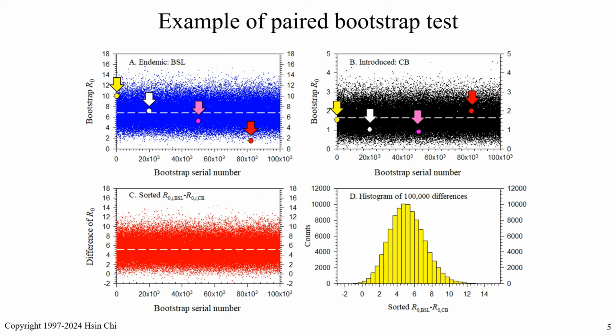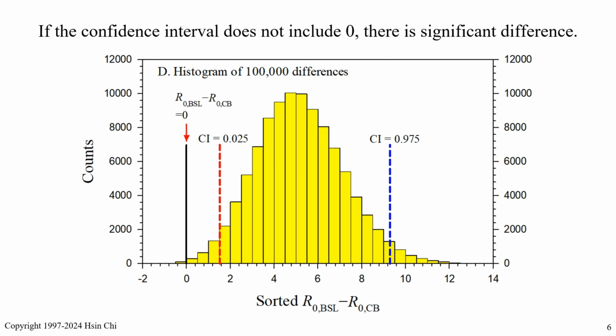The 100,000 differences of plots A and B are shown in plot C. In this slide, you can see the distribution of sorted differences of these two treatments. The black line is the zero difference. The red line is the lower confidence interval limit, that is the 0.025 percentile. And the blue dashed line is the upper confidence interval limit, that is the 0.975 percentile of the differences. The zero line is outside of the confidence interval. If the confidence interval does not include zero, there is significant difference.